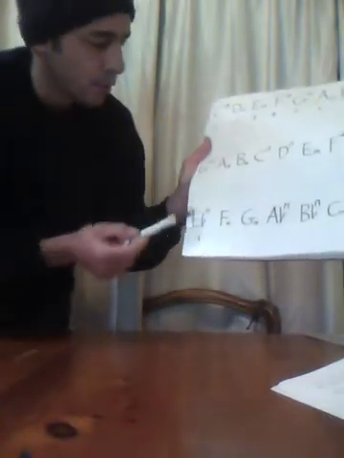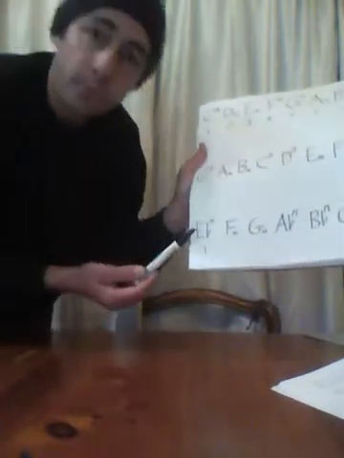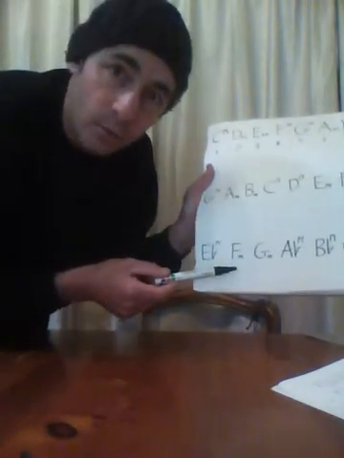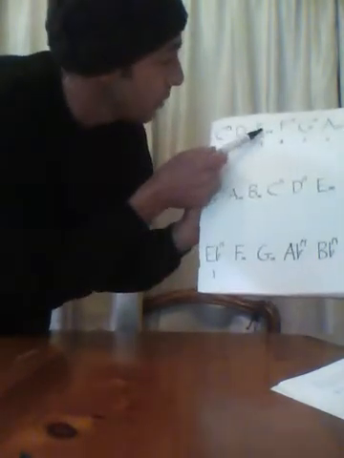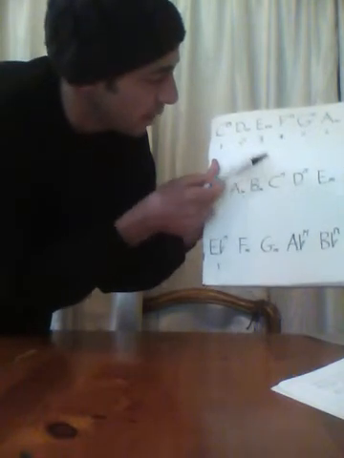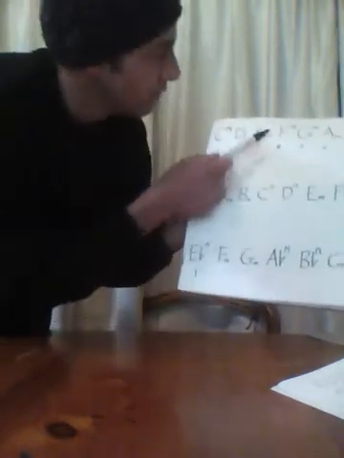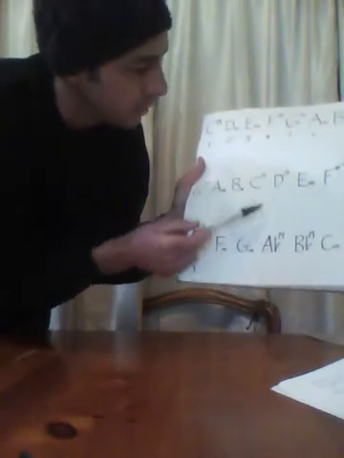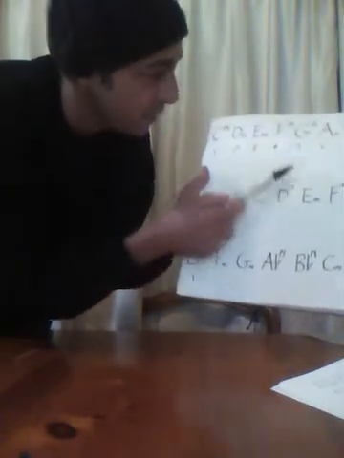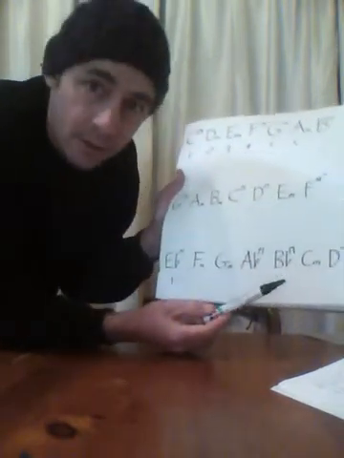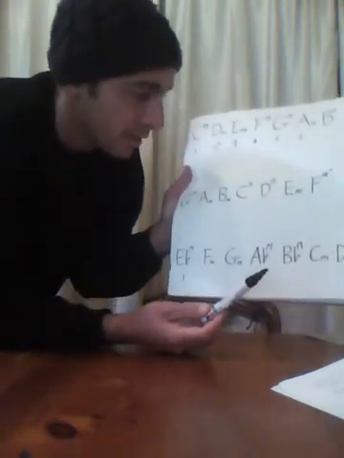The first chord of any key you're in will always be a major. The second chord of any key you're in will always be minor. The third chord of any key you're in will always be a minor again. The fourth chord of any key you're in will always be a major. The fifth chord of any key you're in will always be a major. The sixth chord of any key will always be a minor. You see what I'm saying?